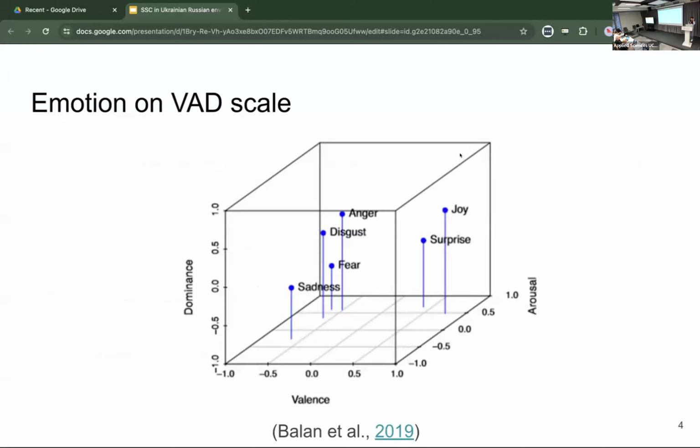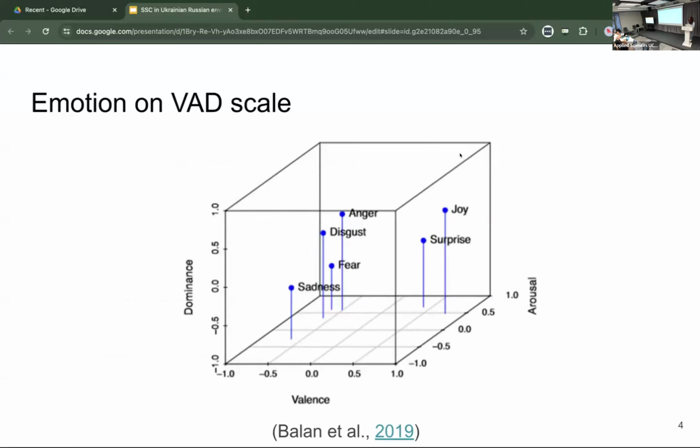So Paul Ekman defined 6 main human emotions, which are sadness, fear, disgust, anger, surprise, and happiness. So here we have joy, but it's happiness.